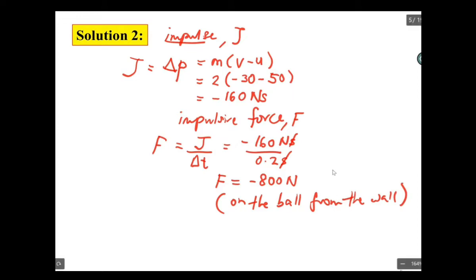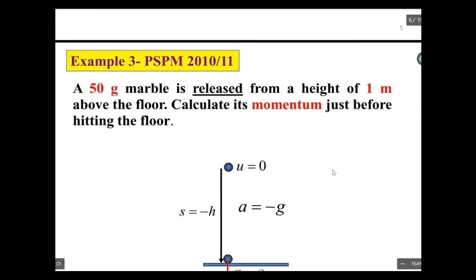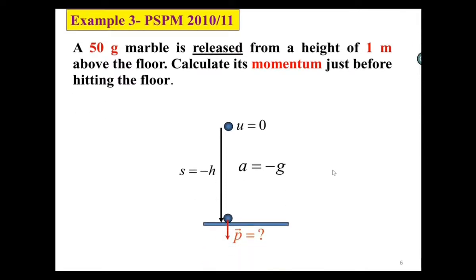Okay, next, example 3 from the PSPM 2010-2011. Okay, a 50-gram marble is released from a height of 1 meter above the floor. Calculate the momentum just before hits the floor. So, soalan cakap dia kata marble tu release from high. So, bila release you must know initial velocity is equal to 0. Kita cuma lepaskan je. Okay. From high 1 meter above the floor.